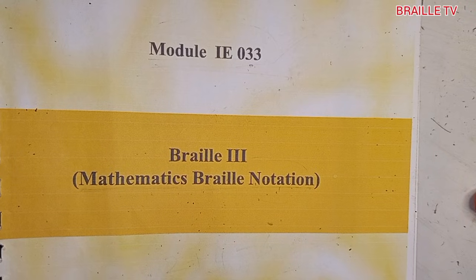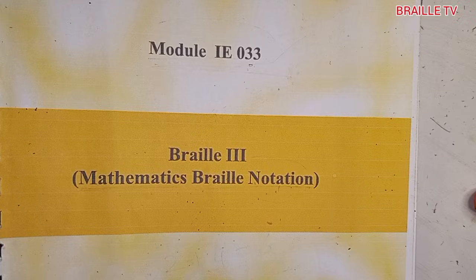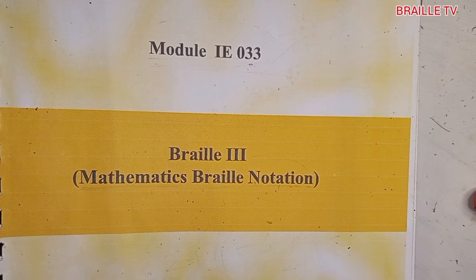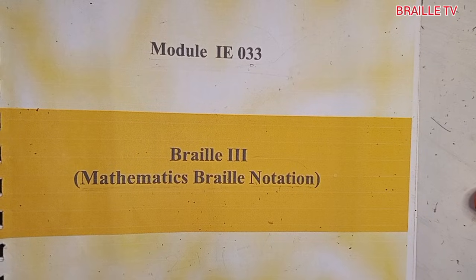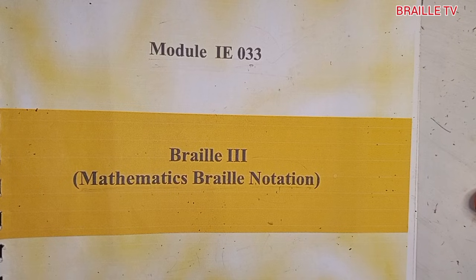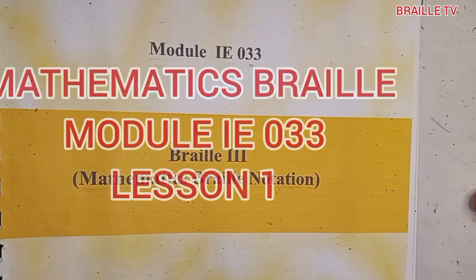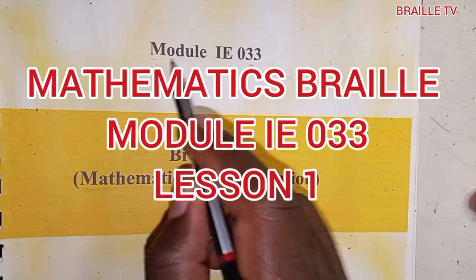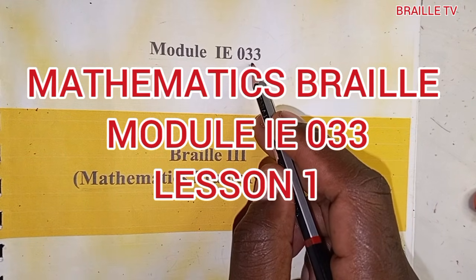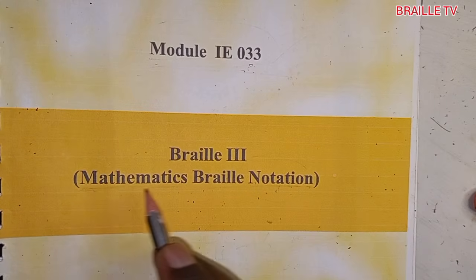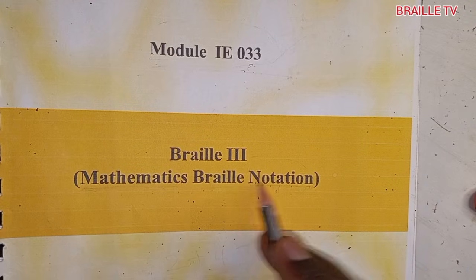Okay, teachers, remember we are done with module IE 021, the basic English Braille module. I hope everything was okay. Now we are going to start a very new module, module IE 033. This module is also called the Mathematics Braille Notation.